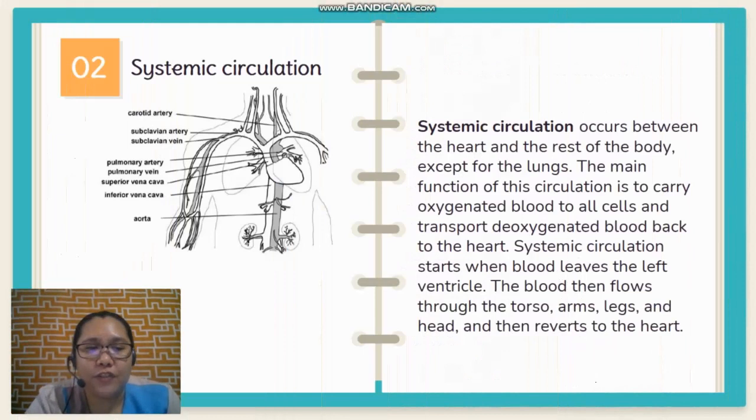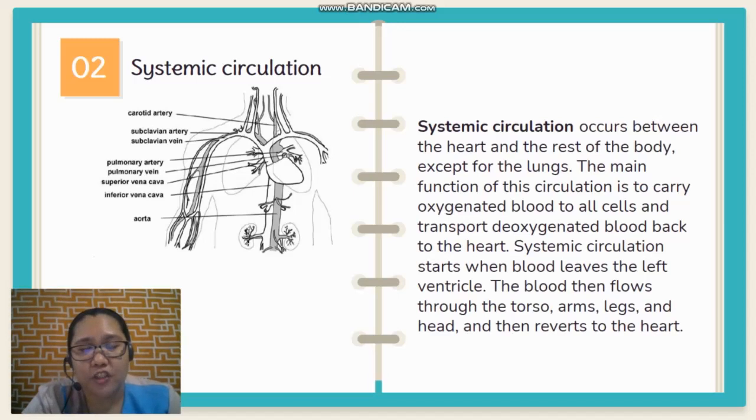The second type of circulation is the systemic circulation. Again, from the word itself, systemic. So you have the system. So we can have a clue that this type of circulation involves the circulation of the blood to the rest of the body. However, it excludes the lungs. Kasi again, lungs and heart are in the pulmonary circulation. So for the systemic circulation, this occurs between the heart and the rest of the body except for the lungs.